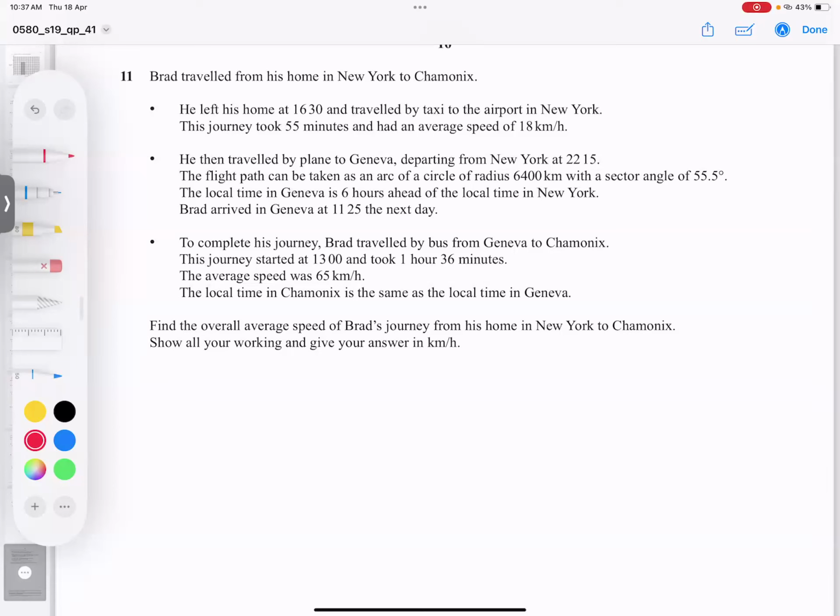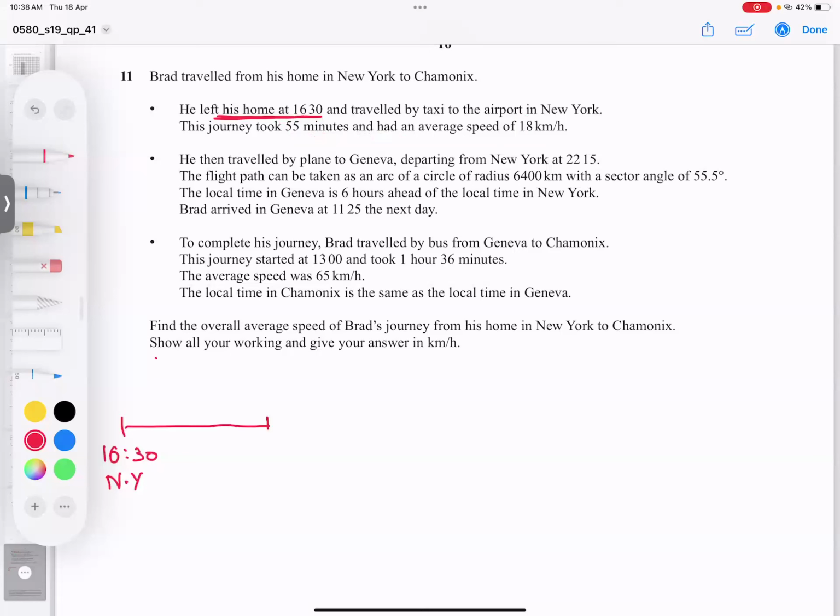Bismillah ar-Rahman ar-Rahim. He left his home at 6:30 and traveled by taxi. The best technique is a timeline, so I will draw a timeline. 16:30, he is leaving, and the airport is in New York. This is New York, NY. It took 55 minutes at a speed of 18.